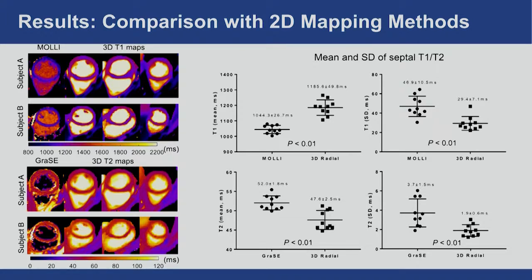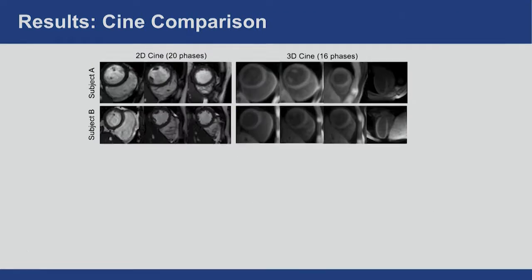It can be seen that similar to the phantom results, the 3D method has higher T1 values than MOLLI and slightly lower T2 values than GRASE. And the standard deviation of T1 and T2 was lower than the 2D method.